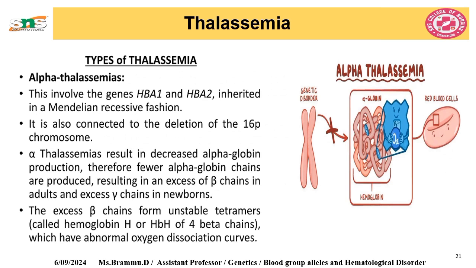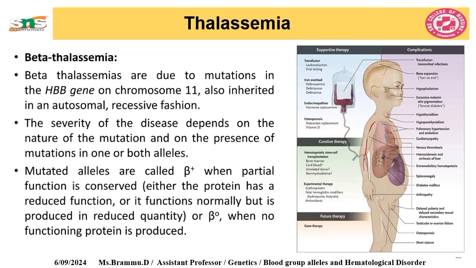So here we can classify thalassemia into alpha and beta. Alpha thalassemia involves hemoglobin A, A2 and A1. These genes are inherited in a Mendelian recessive fashion, and this is also connected to the deletion of chromosome 16p. In alpha thalassemia, it results from decreased alpha globin molecules. So here, in this picture, you can see that the client has beta thalassemia.